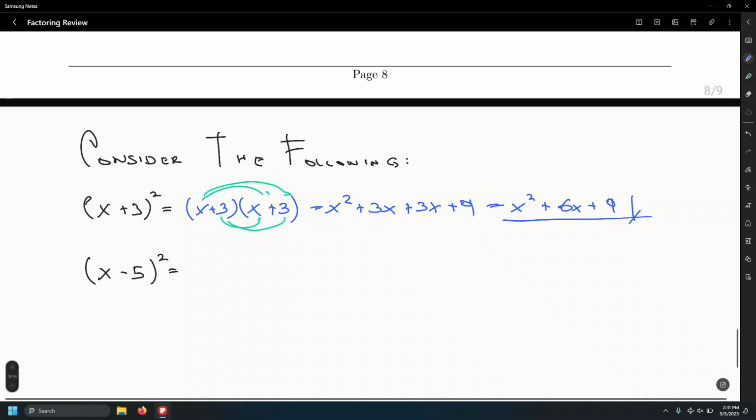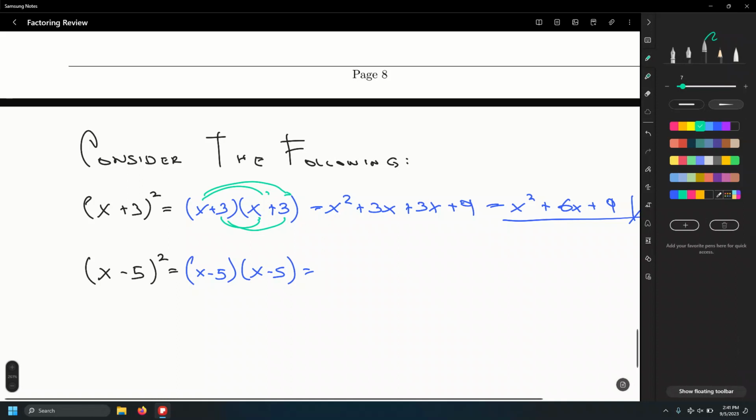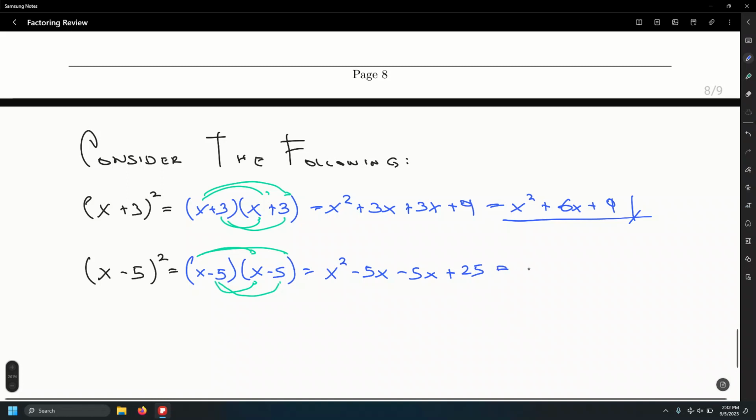Let's do the same for the second one. X minus 5 times itself. So let's see. X minus 5 times itself, x minus 5. And we're going to take the same approach of foiling, that is x times x, and x times negative 5. That is x squared minus 5x, and then negative 5x and plus 25. So another minus 5x and a 25. All right. Now, combining like terms, x squared minus 10x plus 25.